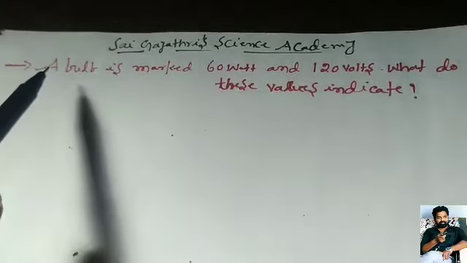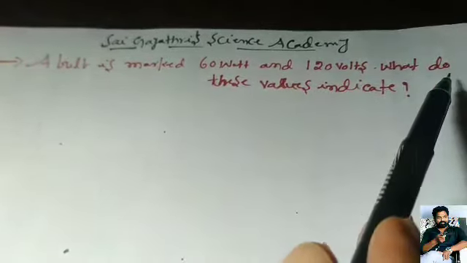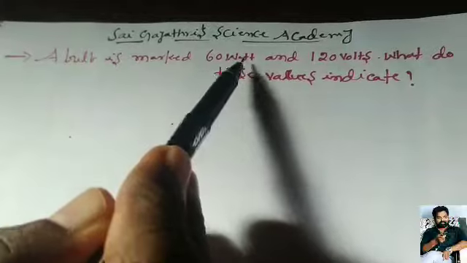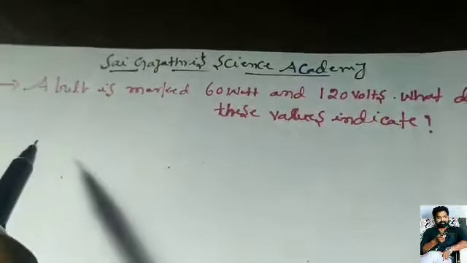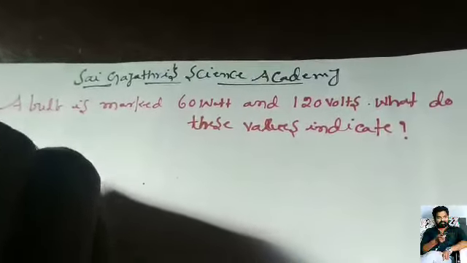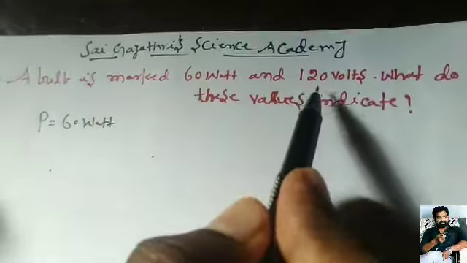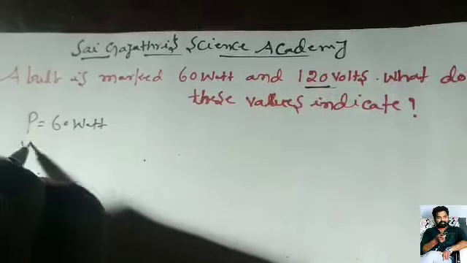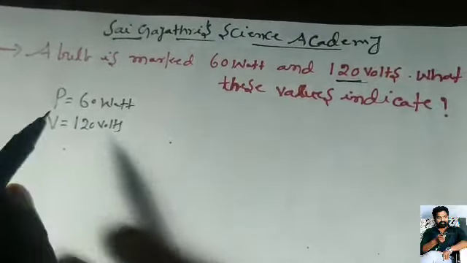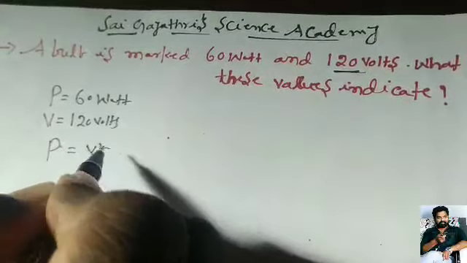Problem: a bulb is marked 60 watt and 120 volts. What do these values indicate? See here, 60 watt, the unit of power is watt. Power is given, that power P is 60 watt. Voltage is given, that is 120 volts. Now the relation between power and voltage, the formula, P equals V square by R.